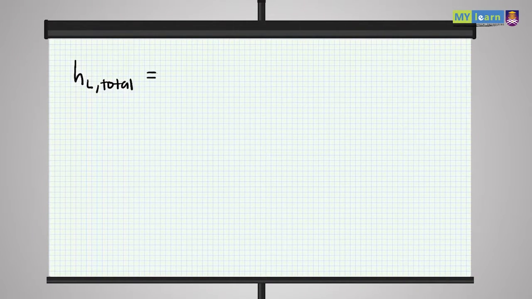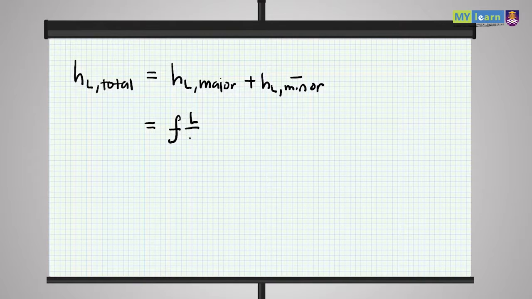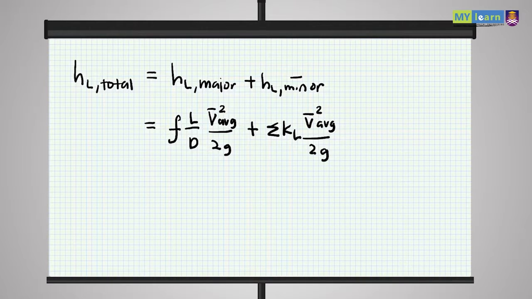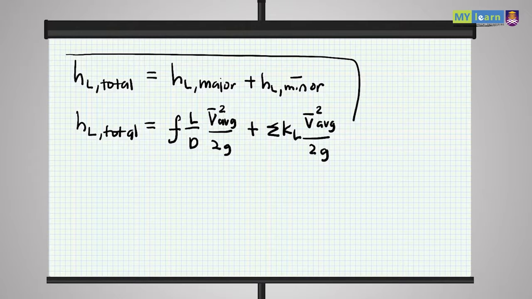So total losses inside the pipe will be equal to HL major plus HL minor. So it is equal to FL over D V square average over 2G plus the summation of KL V square average over 2G. So this will be your HL total, and this is a very important equation for you to remember.